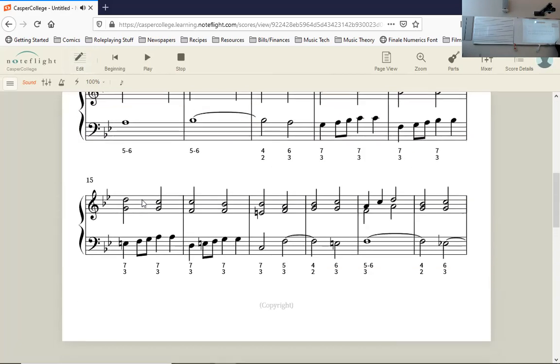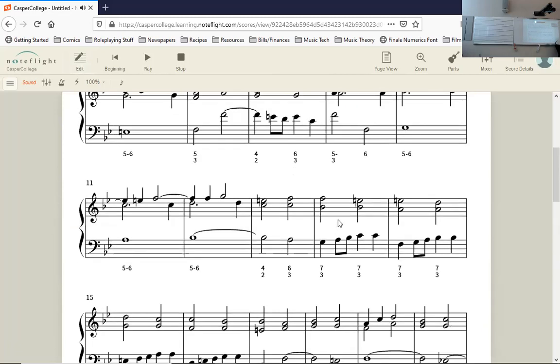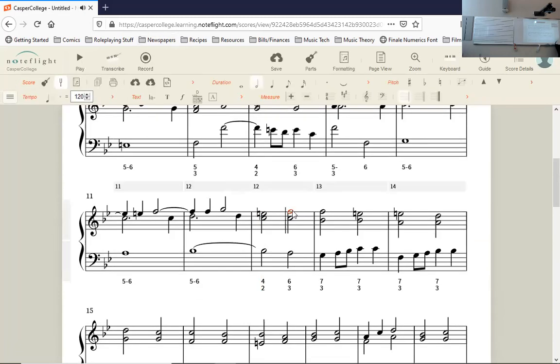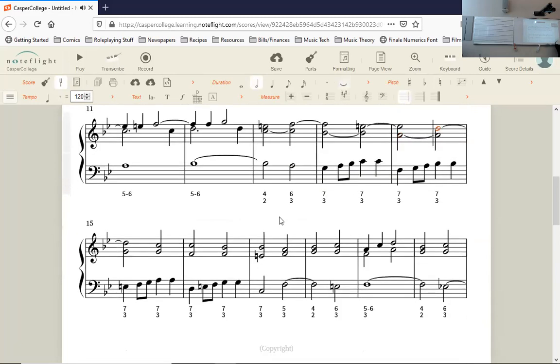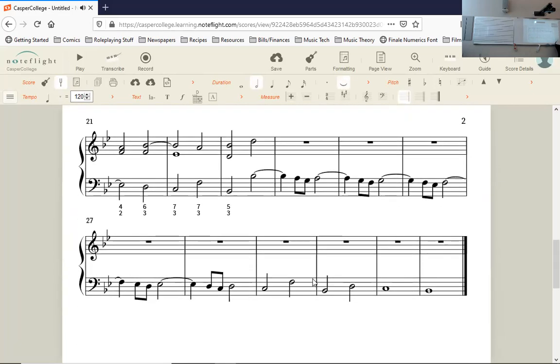Lovely. My ears did want some ties back in this area. I heard wanting to tie these suspensions, so I put some ties. Yeah, I like those ties. All right, onwards.